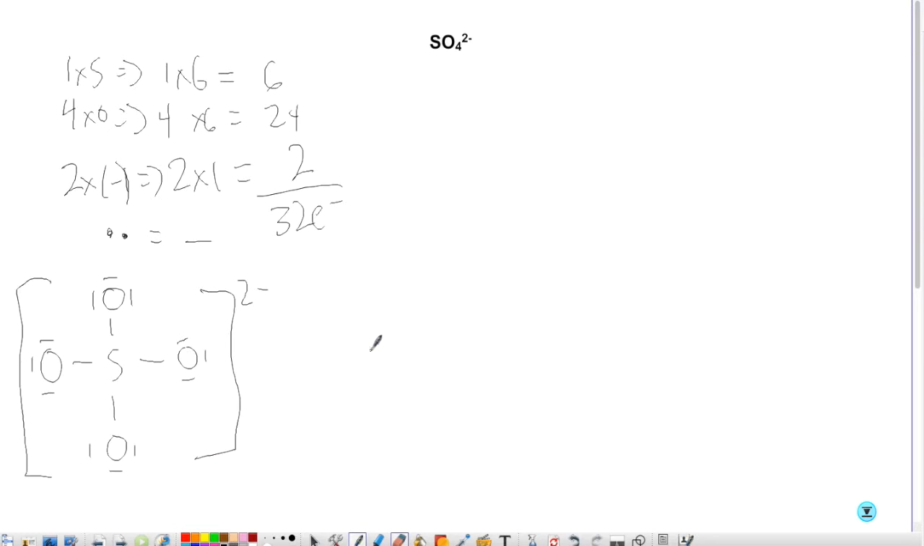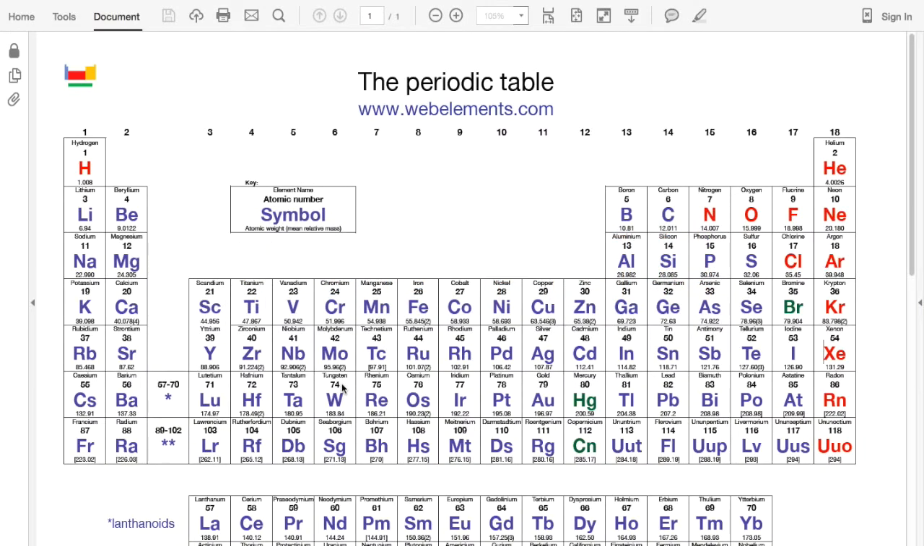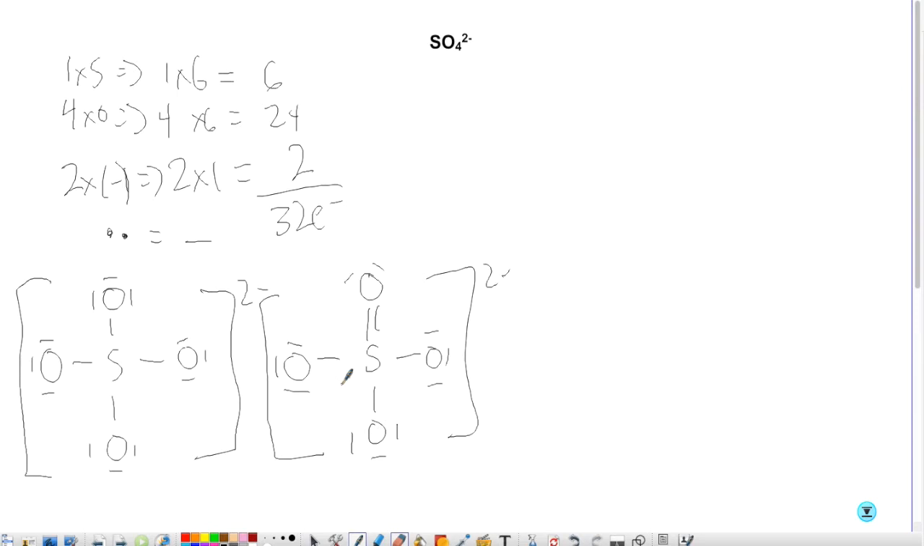Well, what about this structure here? Might that work if I do this, and put a 2 negative around that? Well, let's count. 2, 4, 6, 8, 10, 12, 14, 16, 18, 20, 22, 24, 26, 28, 30, 32. It does. It has enough. Now, this relies on sulfur having an expanded octet. Can sulfur have an expanded octet? It's third period, so you betcha. So this is good.